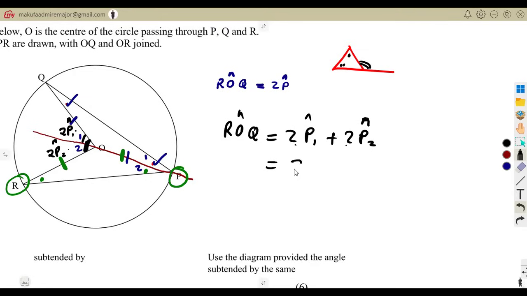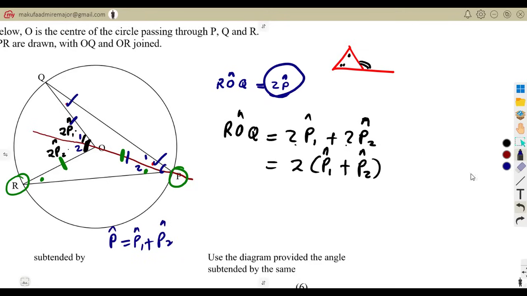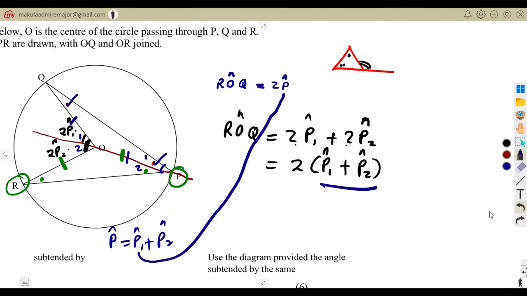Factor out the 2 which is common. That's 2 times P1 plus P2. All right. Is it the same as angle 2P? What is angle P? Angle P, guys, is the sum of angle P1 and P2. So in place of P you substitute this here, and it's going to be the same. You can see that this is exactly what the theorem is stating.